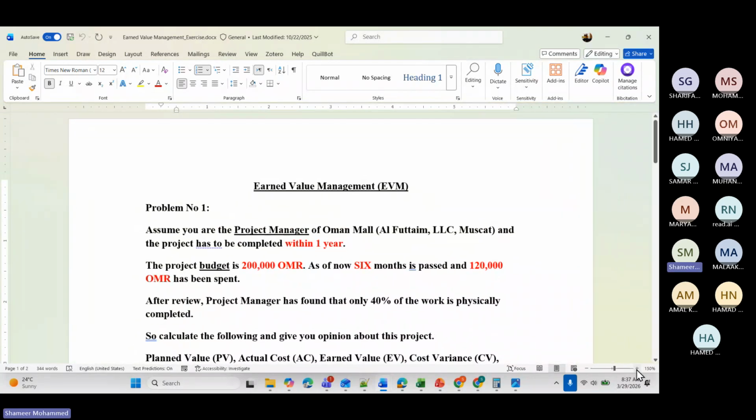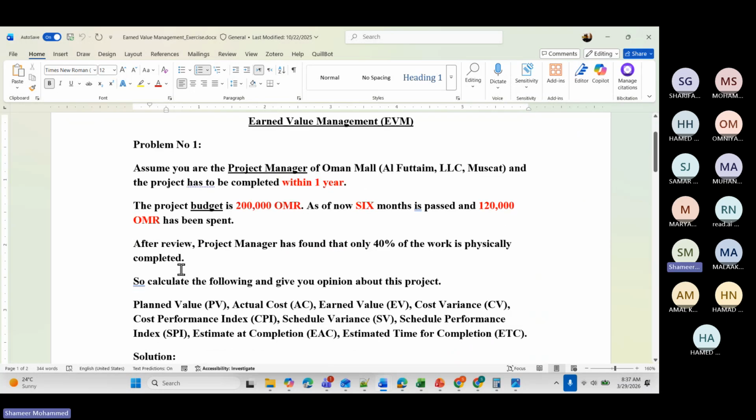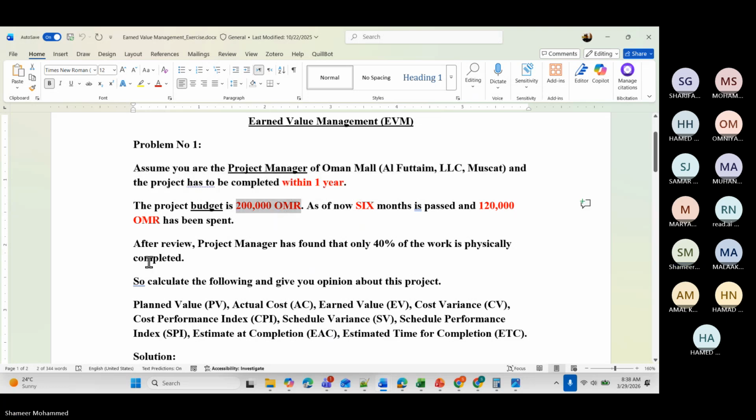All of you take the paper and pen and solve this problem. You are the project manager of Oman Mall, Al Futtaim LLC Muscat, and the project has to be completed within 1 year. The total duration of the project is 12 months. The project budget is 200,000 Omani Riyal. The total project cost is 200,000 Riyal.